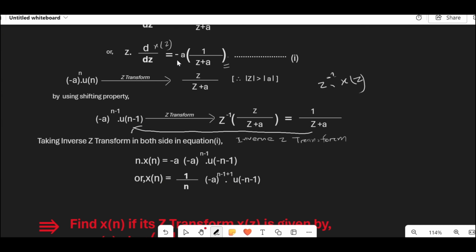Finally we get minus a and the inverse Z transform of 1 by z plus a, and this is minus a to the power n minus 1 into u of n minus 1, or x of n equal to 1 by n into minus a to the power n minus 1 plus 1. That means the final answer is this.